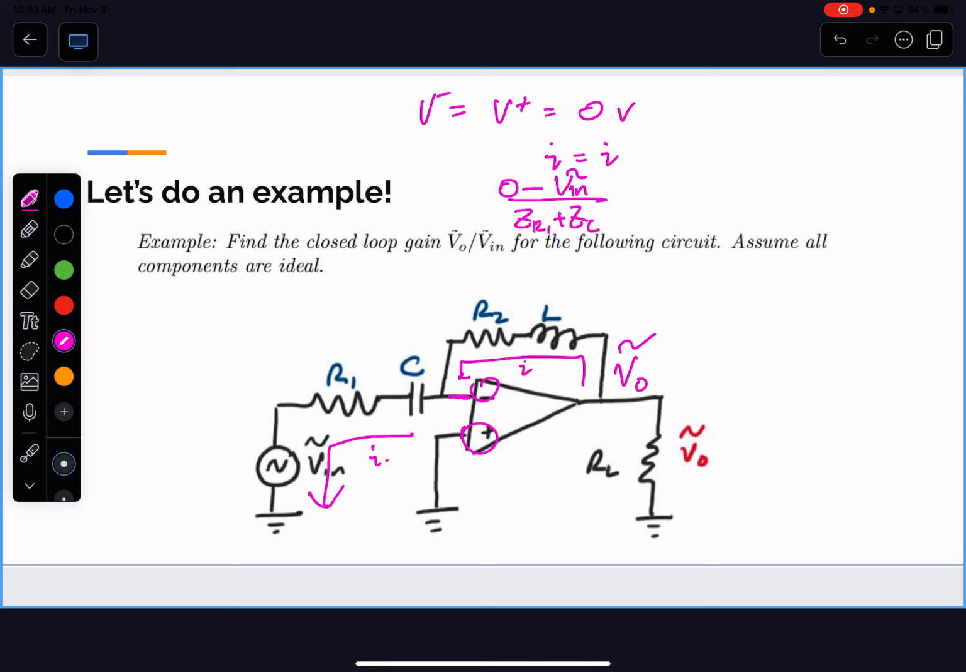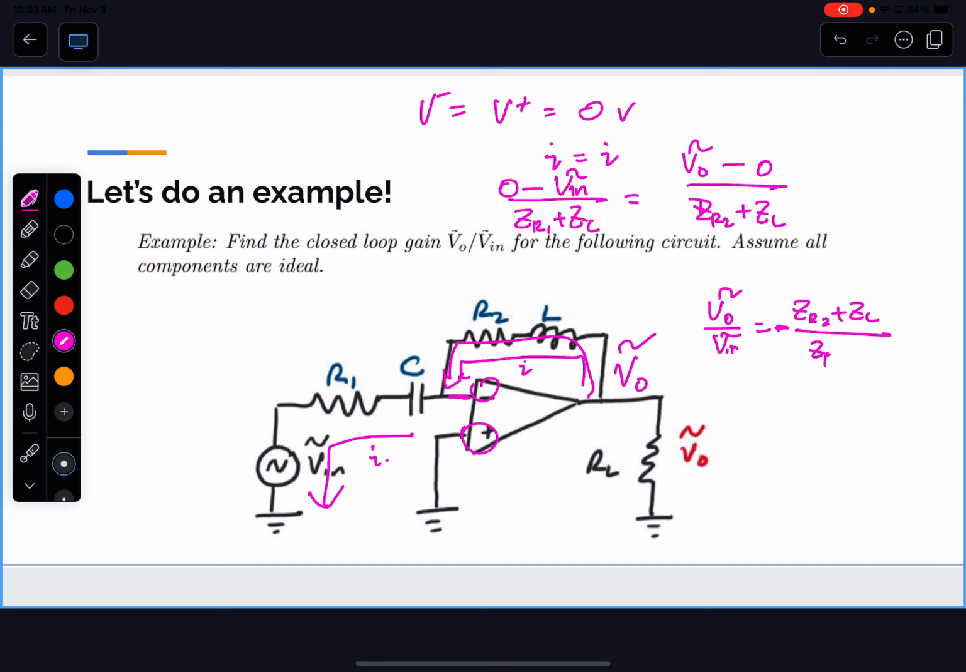Impedances add, right? On the series circuit. That would be V naught minus 0 over ZR2 plus ZL. Okay? You get that. It's the same thing we did earlier, and you get your V naught over V in. And then that would just be this multiplied over with ZR2 plus ZL. Negative actually, because this is a negative feedback cycle. Do you recognize that? Negative feedback cycle over ZR1 plus ZC. Okay, make sense? That will be your transfer function.